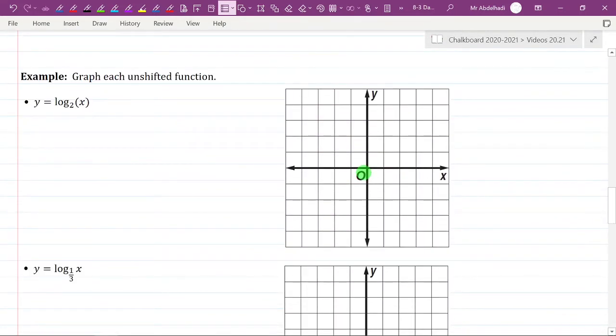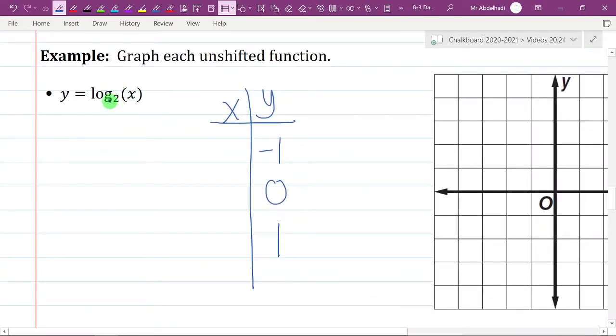Okay, so for this one we have log base 2 of x. All right. And if this were an exponential, it would look like this, y equals 2 to the x, and you would do a graph starting with -1, 0, and 1 on the left side. But because this is a logarithm, you're going to do almost exactly the same thing, but you're going to put the -1, 0, and 1 on the right side like this. Now, what's the base? The base is positive 2.